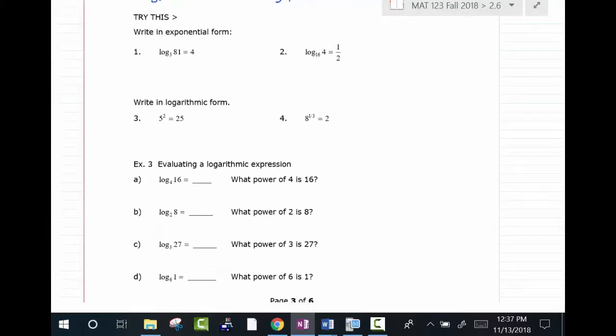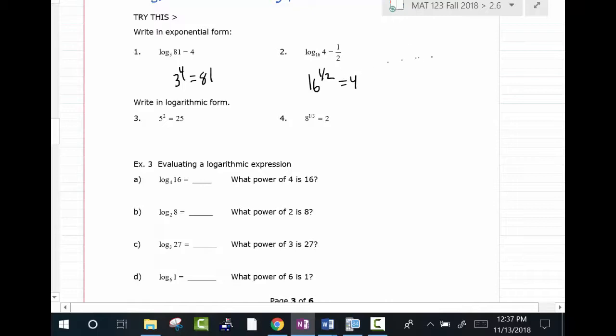And generally it doesn't take too long to do that. Once you get the hang of it, it's pretty simple to do. So what's the answer on number 1? There you go. 3 to the 4th is 81. That's true, too. 3 to the 4th is 81. How about the next one? Is that right? Okay, same thing.